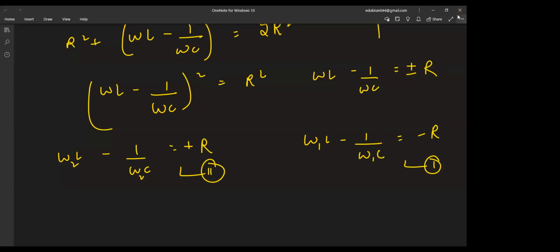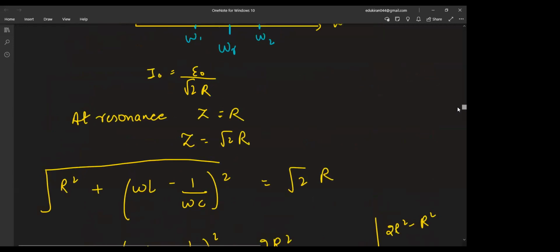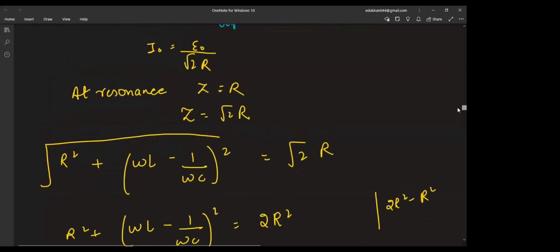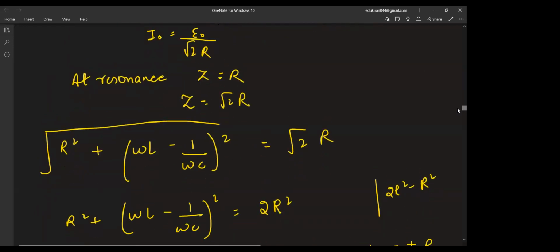Do one thing, class. Firstly, note it down, because I don't think so much time is left that the entire derivation will be completed. If time is left, I'll complete it. Otherwise, we'll continue the rest tomorrow. First, note down this from me. This derivation has not been completed. These two equations will now be used further.